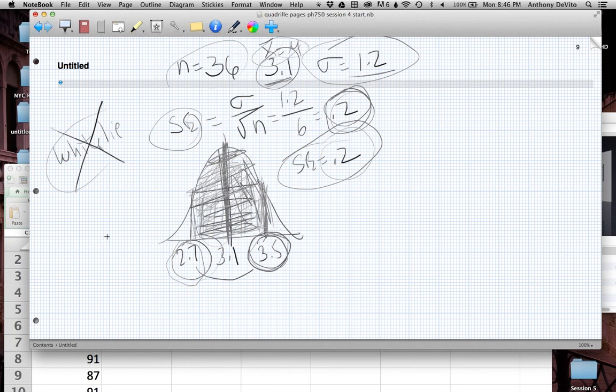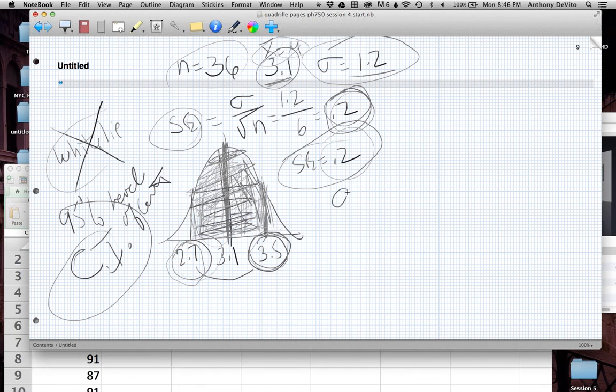So I'm going to call that a 95% level of certainty. That's the confidence. Next week, when we're officially studying the confidence interval, that's going to be our confidence interval.